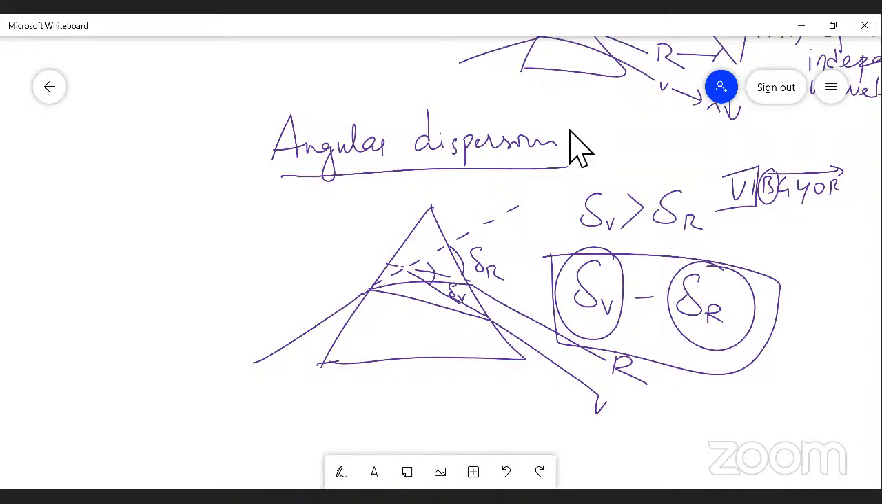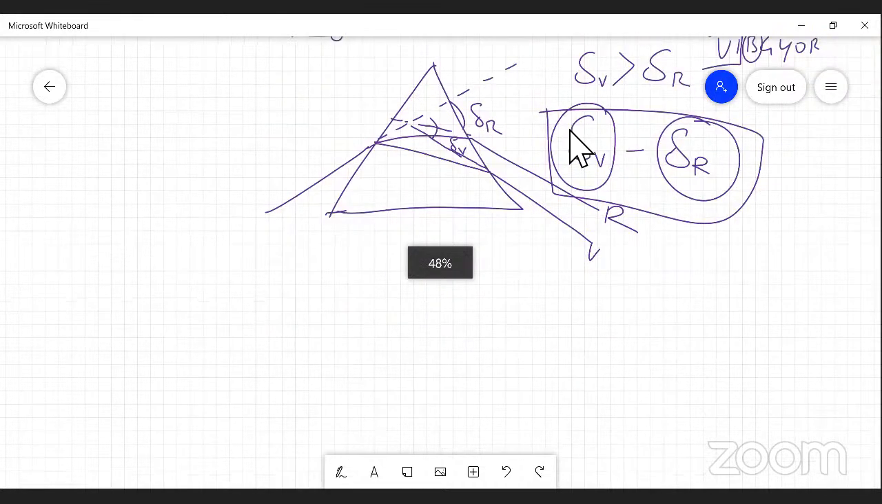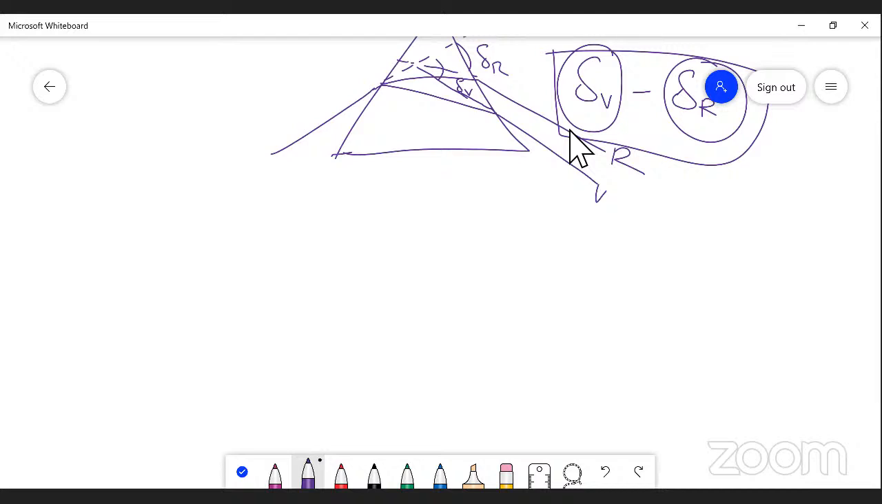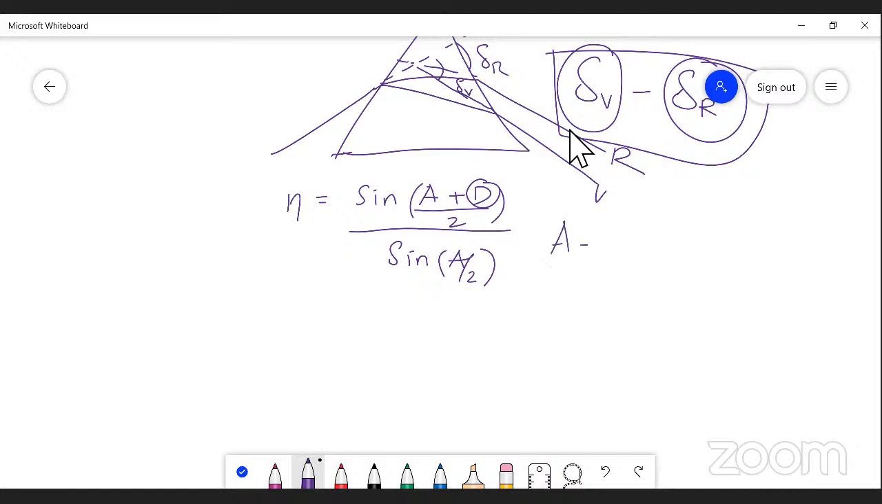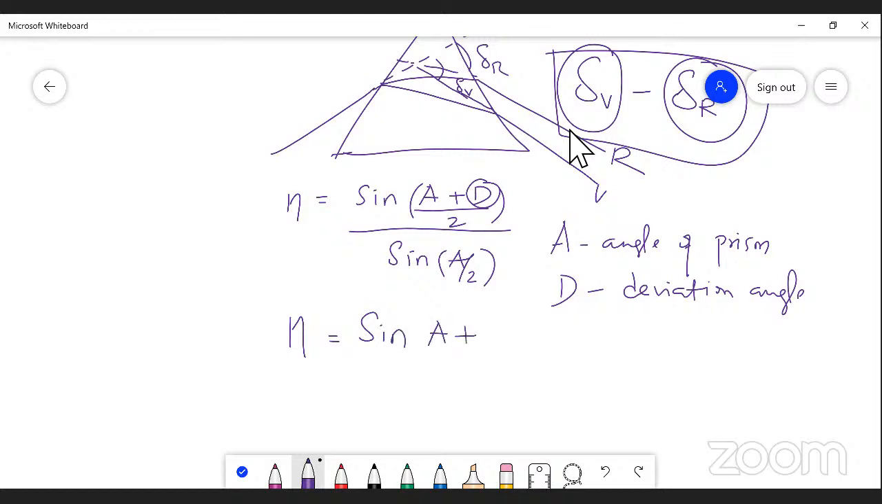I want to prove this. You know well the refractive index of the prism; the formula should be calculated. The refractive index of the prism n is equal to sin of (A plus D) divided by 2, whole divided by sin A by 2. Here A is the angle of prism, and D is the deviation angle. Just take two extreme colors, violet and red. So the refractive index of the medium n is equal to sin of (A plus del) divided by 2, whole divided by sin A by 2, where D is replaced by del, the deviation angle.